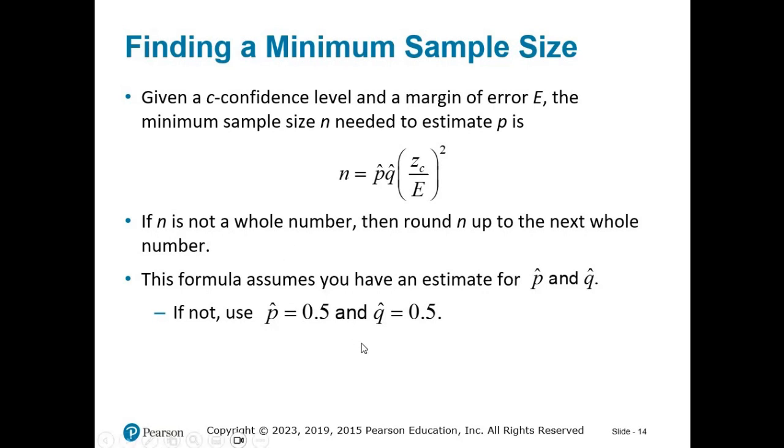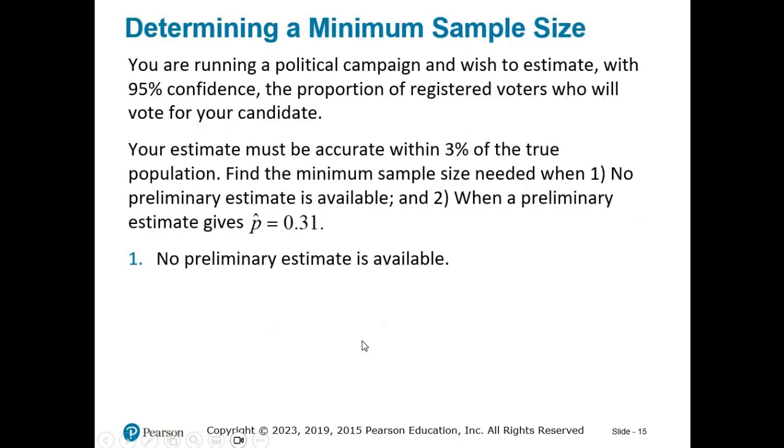Okay, let's try an example, put all this together. You are running a political campaign and wish to estimate with 95% confidence the proportion of registered voters who will vote for your candidate. Your estimate must be accurate within 3% of the true population. Find the minimum sample size needed when 1. No preliminary estimate is available, and 2. When a preliminary estimate gives P hat equals 0.31.